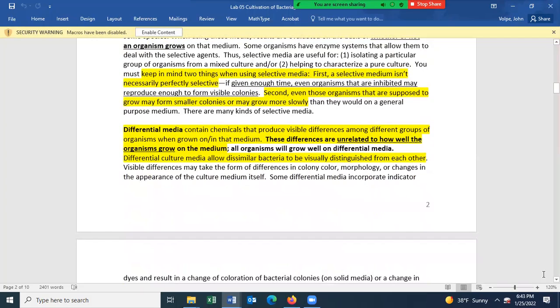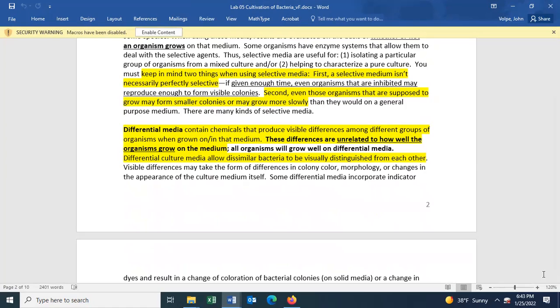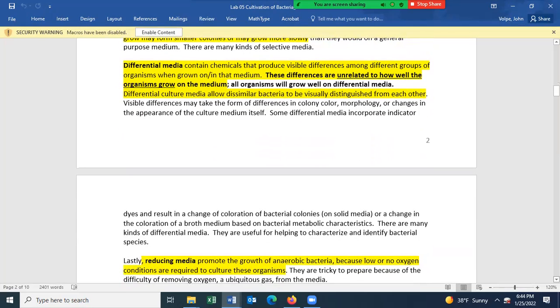All right, there's also differential media, and it contains chemicals that produce visible differences among different groups of cells when they're grown on that media. The differences are unrelated to how well the organism can grow on the media. The differential cultures allow you to distinguish between dissimilar bacteria visually by distinguishing two different colonies from each other. And the colonies usually look different. They may have a different color.